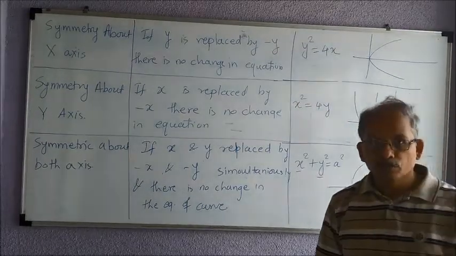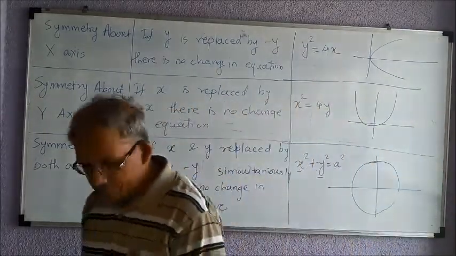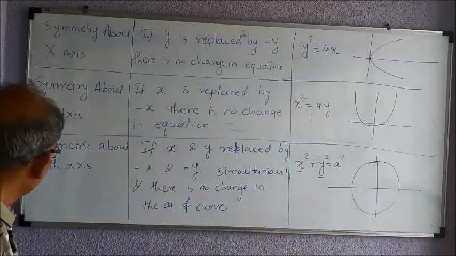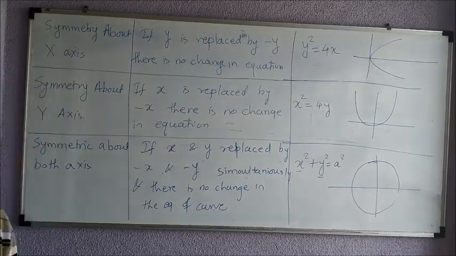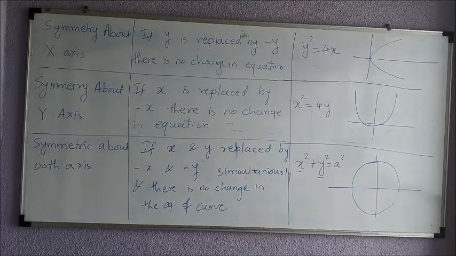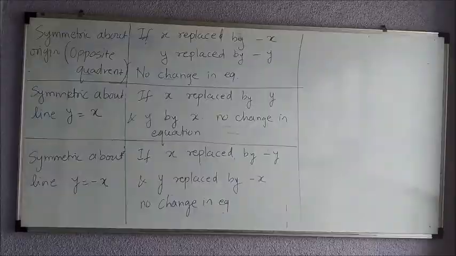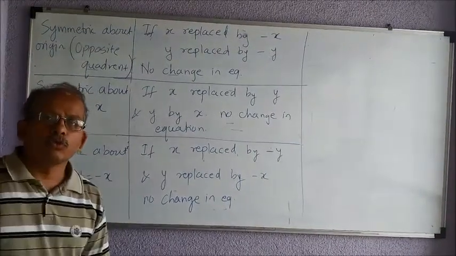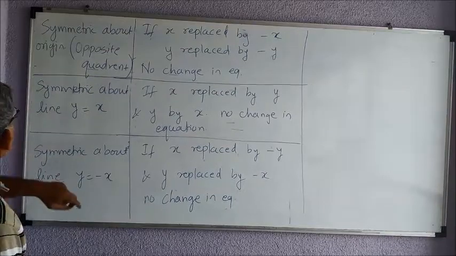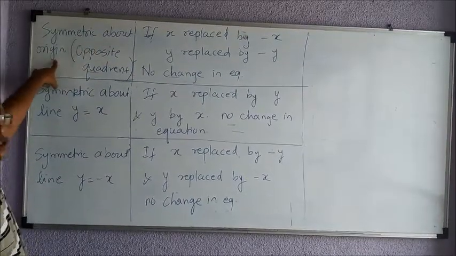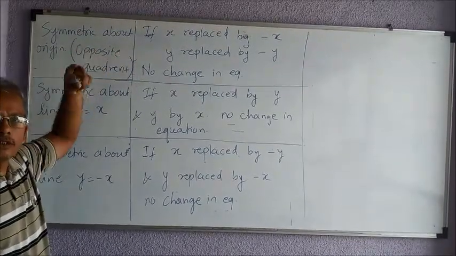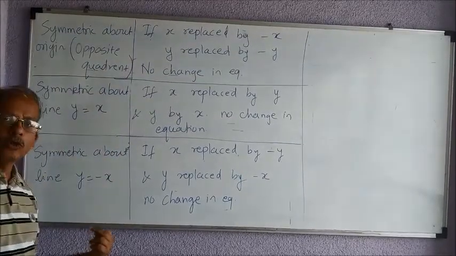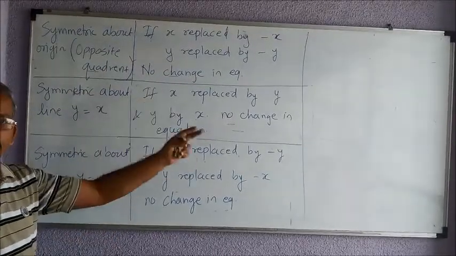We'll see three more rules now. Let us see the rest of the three rules. Symmetric about the origin. That means the curve exists in opposite quadrants, maybe in first and third, or second and fourth.